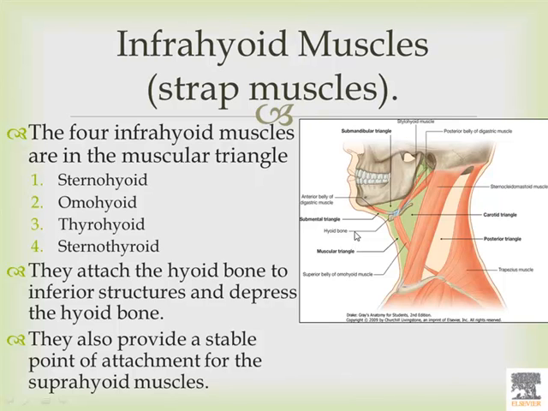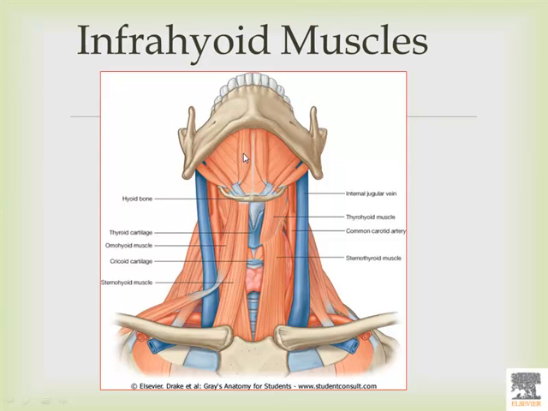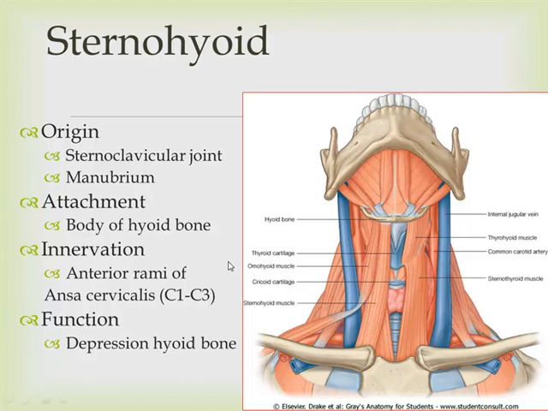Now we're going to look at the infrahyoid muscles, which are way easier to see in the lab. And there are four infrahyoid muscles that we're going to talk about today, also called the strap muscles. And strap muscles are mainly innervated by the Ansa cervicalis. Here is a figure that's showing you the infrahyoid muscles. We're going to start talking about the sternohyoid. So sternohyoid is attached to or originates from where?